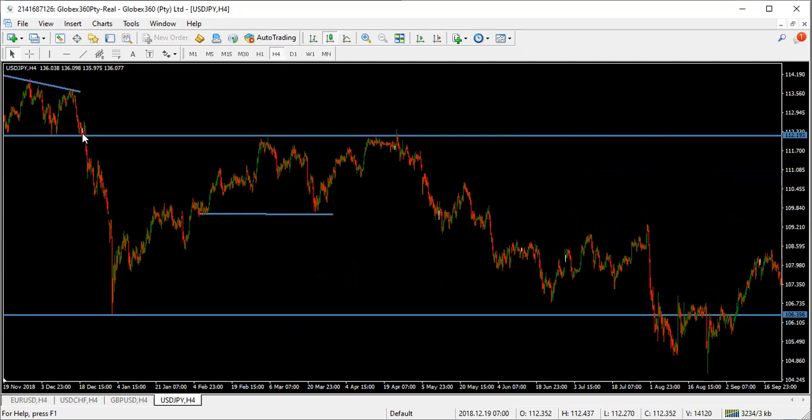This is our new resistance. Remember, it was support on this side. Now it's a new resistance. Our new support is here. So now, since the price is here, it is changing its direction. It is going down now. It's coming back to our new support.